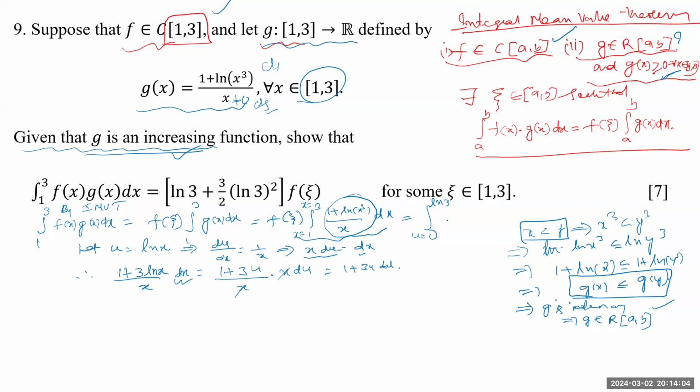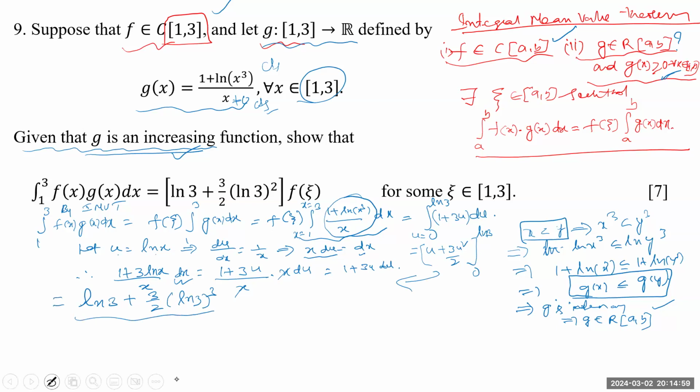Right? So in the integrand we have 1 plus 3u. We know that the integral of this is u plus 3u squared by 2, from the limits 0 to ln 3. So that is ln 3 plus 3 by 2 times (ln 3) squared. When you substitute 0, that is equal to 0, so we get only the upper limit value. This is the value of the integral from 1 to 3 of g of x dx.